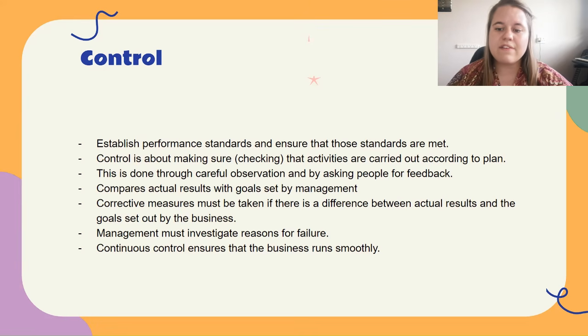This is done through careful observation and by asking people for feedback. How's the project going? How's it going? Please let me know by Friday if you're able to meet the deadline. It compares actual results with goals set by management. Corrective measures must be taken if there is a difference from the actual results and the goals set out by the business. Management must investigate reasons for failure.